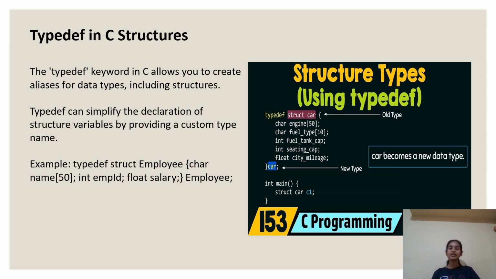Typedef in C structure. The typedef keyword in C allows you to create an alias for a data type, including a structure. Typedef can simplify the declaration of structure variables by providing a custom type name. For example, typedef struct employee, char name[50], int id, float salary, Employee.